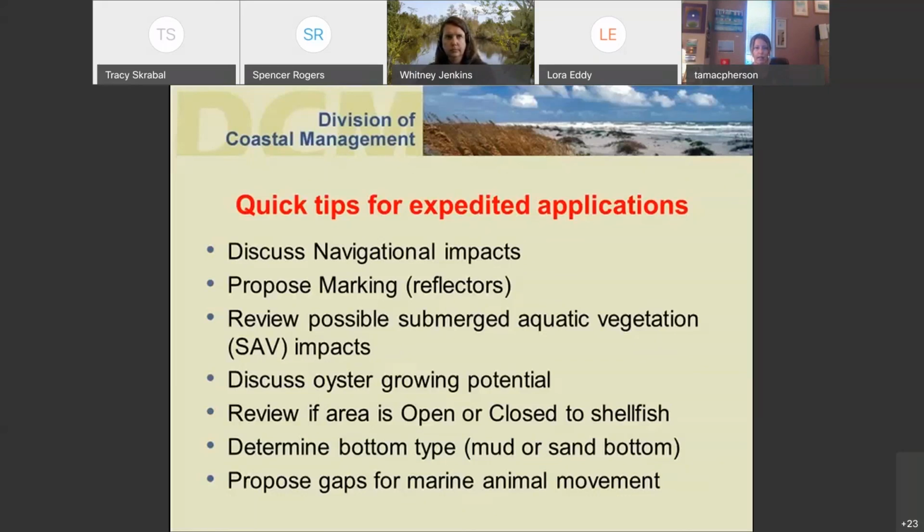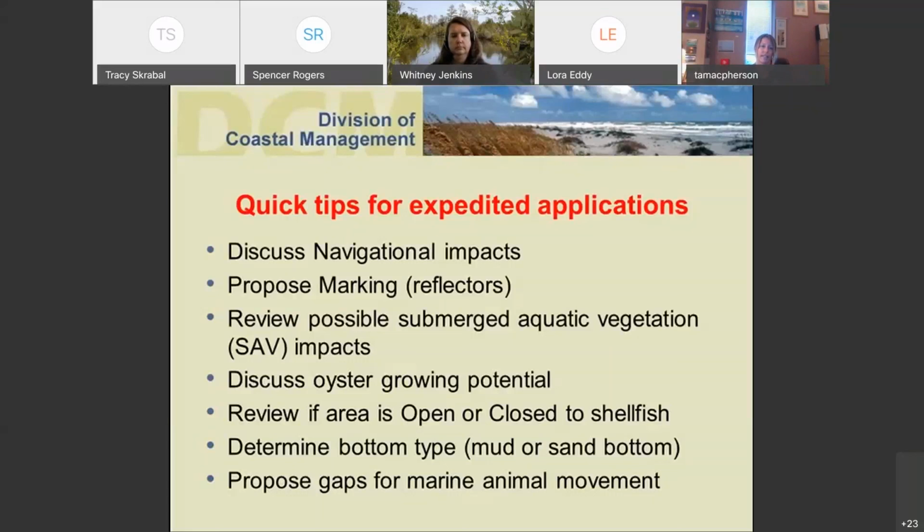Something that can take a while, especially if you're in northern New Hanover or Pender County, is reviewing possible SAV impacts. We've had quite a few projects this year where the proposal was within an identified habitat, but it wasn't the growing season, so we didn't know exactly where that SAV was. And a lot of times fisheries wants to wait till the growing season to figure that out so that we can avoid those areas.